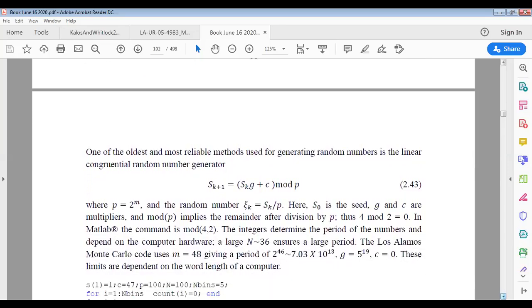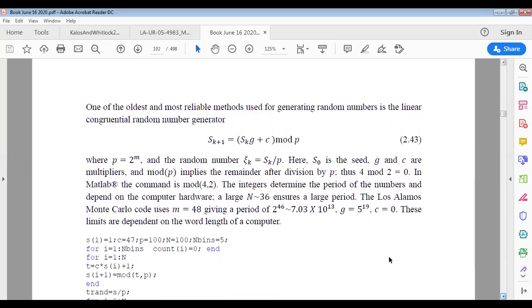Okay, so one of the oldest and most reliable methods used for generating random numbers is the linear congruential random number generator. Now you can see that this is what I meant by an algorithm. So here's an algorithm that you've got, S_k. So you can start with k equal to 0, and that's called the seed. So you start with a seed and you get S1. Then you put S1, you get S2. Then you put S2, you get S3, and you go on and on.